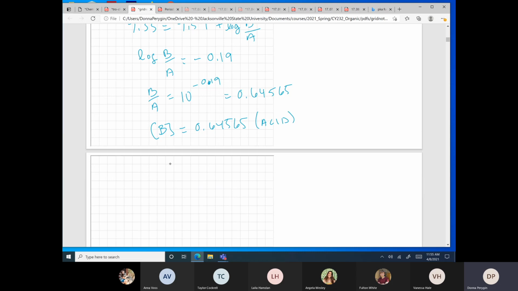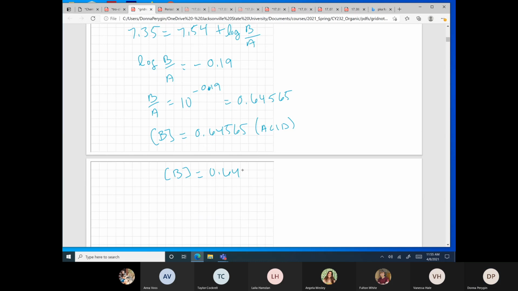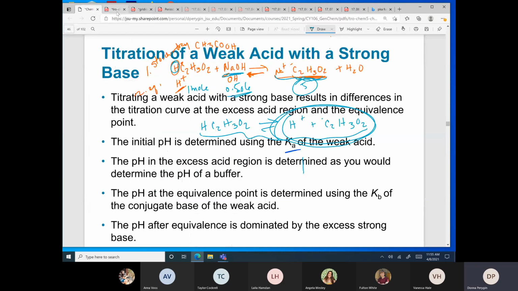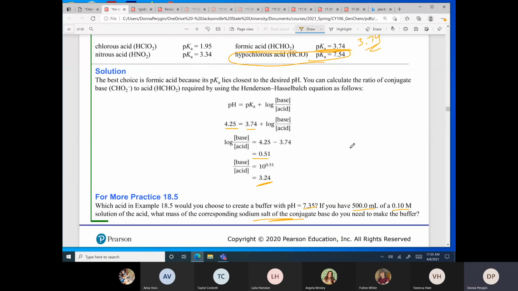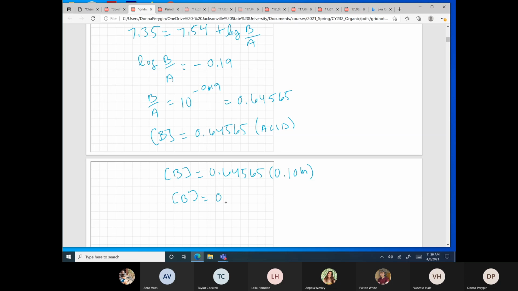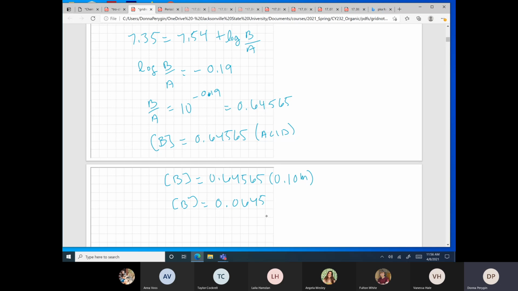All right, so the base is equal to 0.64565 times the concentration of the acid, which is 0.10 molar. I know that from here. The concentration of the acid is 0.10 molar. All right, and so that means that the concentration of my base is going to be equal to 0.06455 moles per liter.